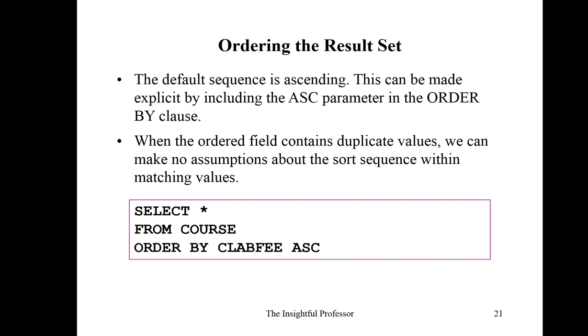Okay, we've talked about ascending, so the default sequence is ascending. ASC can be put in there to make it explicit, not required, but you may very well find people putting that in there for clarity.